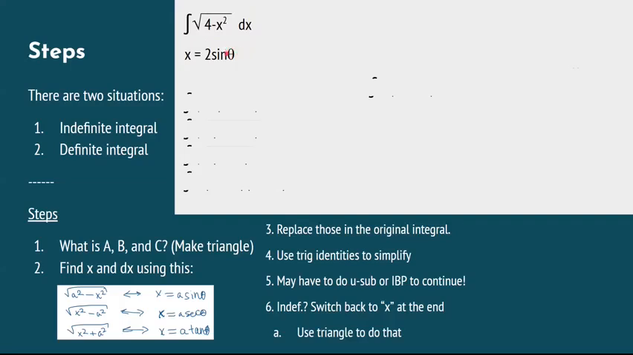And you might say, why is it theta? I know we usually use u, but this time we're doing theta because these problems are so complex and can take so long, you might have to do u sub later on. So it's better to just use theta because that's usually associated with trig. We'll talk about that later. You gotta find dx. What's the derivative of 2 sine theta? Pretty easy. Just 2 cosine theta d theta. Don't forget about that right there.